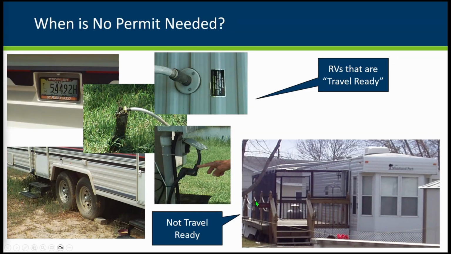So if you can see this image on the lower right-hand corner, that's a travel trailer that looks like it has a permanently attached deck. So that clearly is not travel ready. They're going to have to do some work to make that travel ready. So if you happen to have a travel trailer or RV that's got those permanently attached fixtures, those are going to require a permit if they're located in the floodplain.